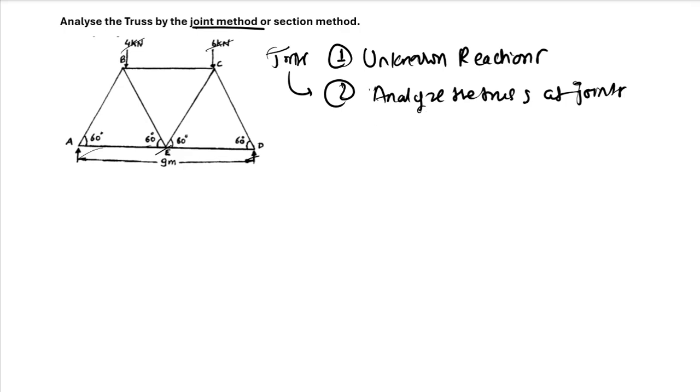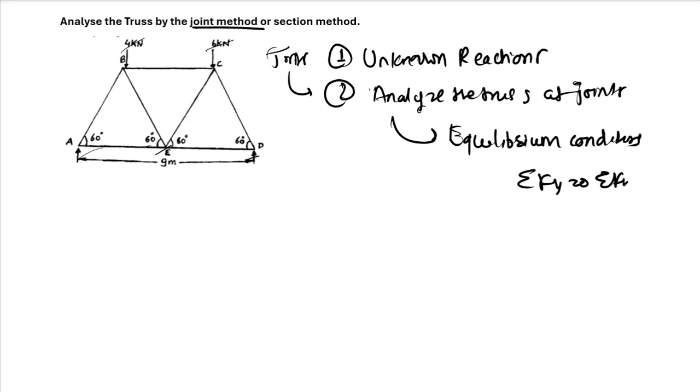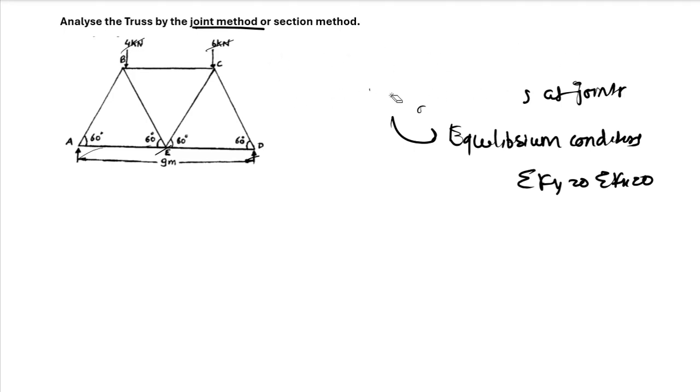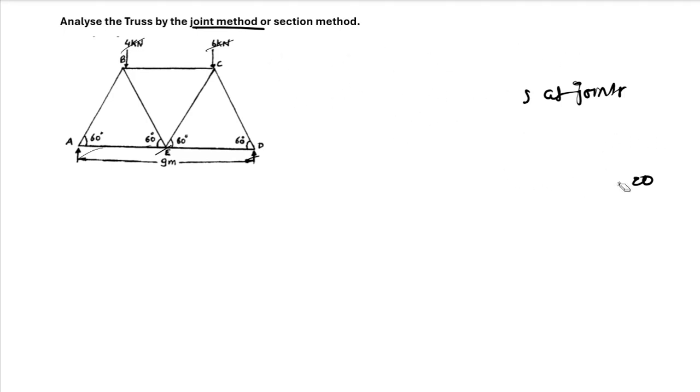So what do I mean by analyze is nothing but applying the equilibrium condition there and finding the unknown forces. So equilibrium conditions, which is nothing but summation of Fy is 0 and summation of Fx is 0, at every point to find the unknown forces in every beam or a section. So let us just apply these steps in our given problem and try to solve the problem.